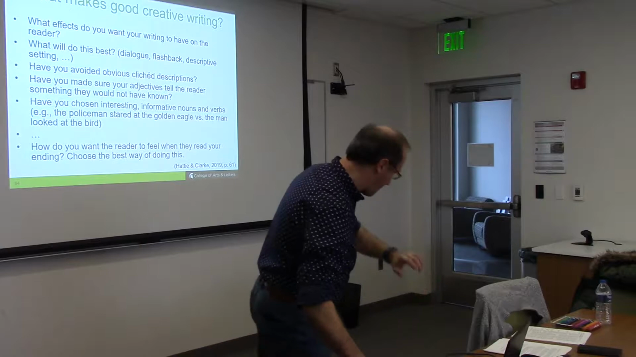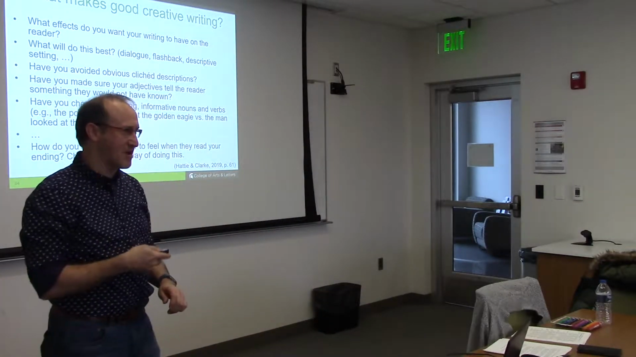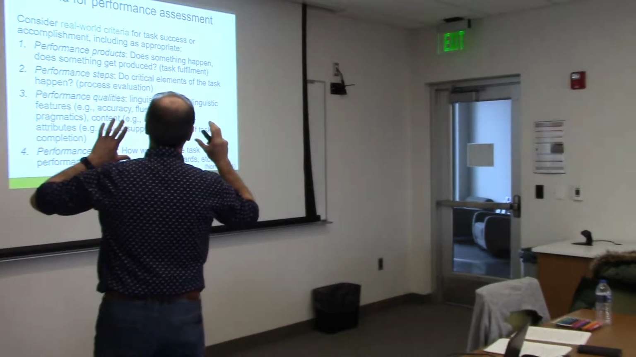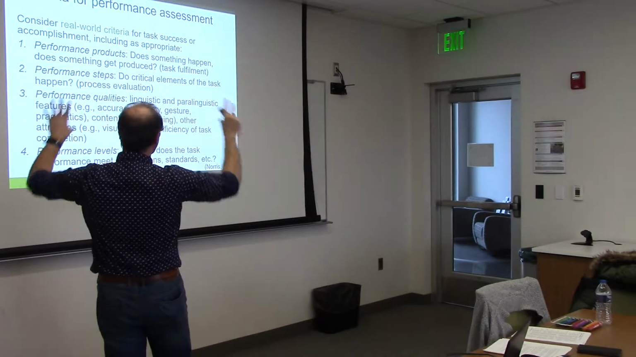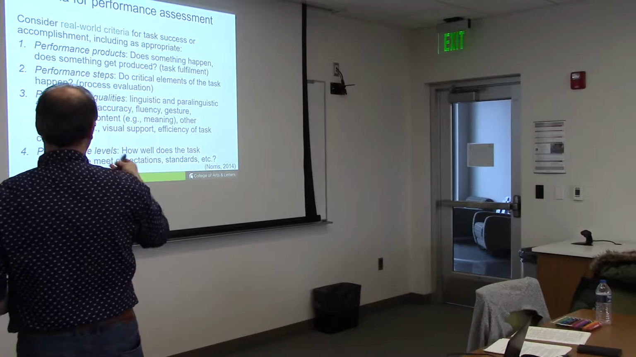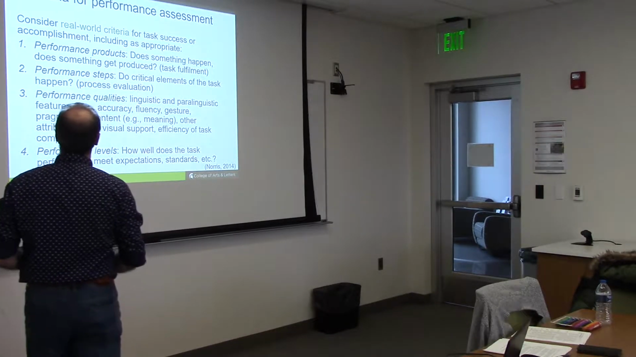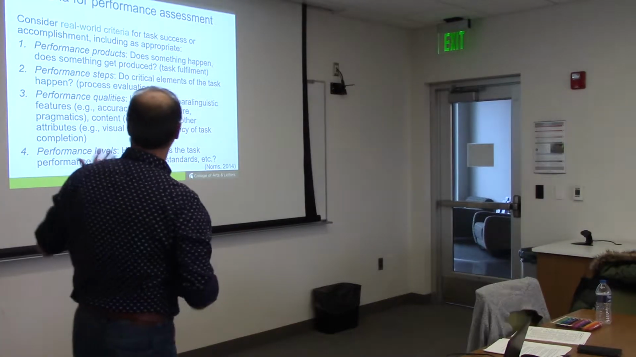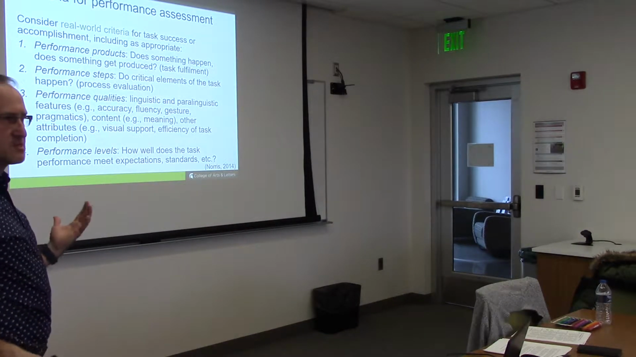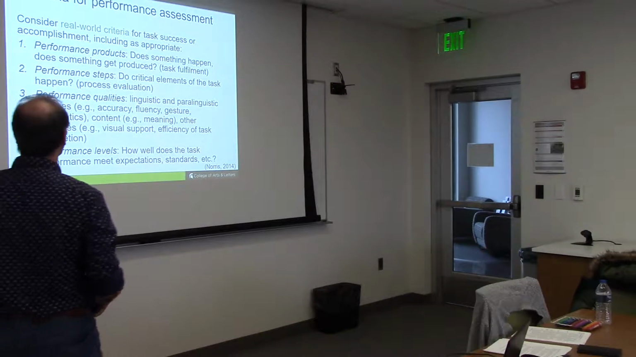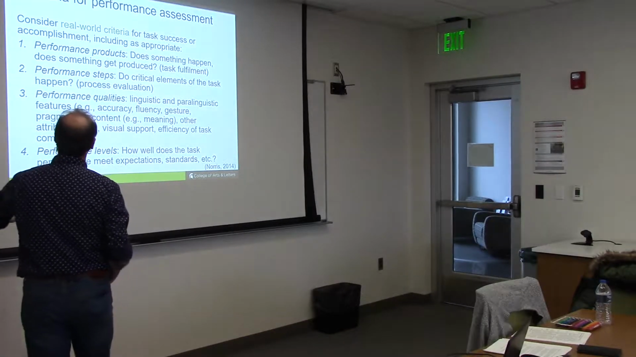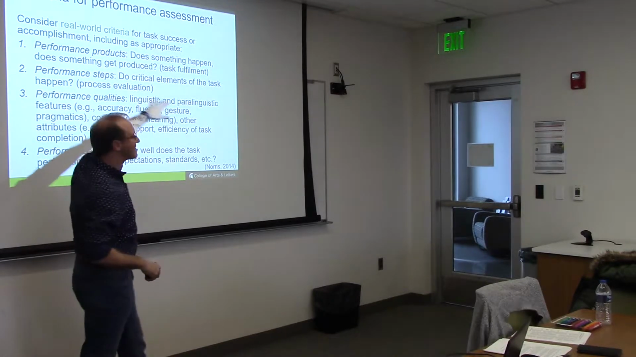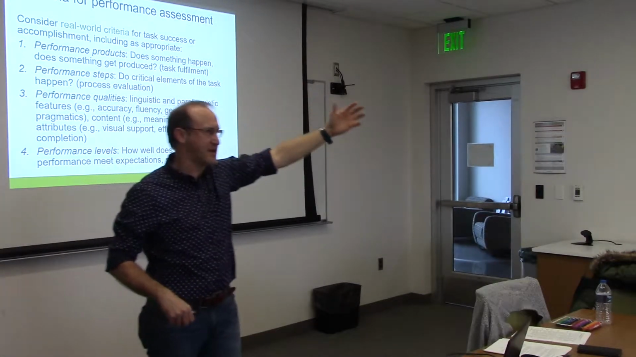Okay, I see the time ticking away and I don't want to deprive you of any lunchtime. So basically to sum up these two sections, I'm going back to John Norris. Thinking about performance assessment, he says, just think about a number of categories. Consider real-world criteria. And he says, on the one hand, think about performance products. Does something happen? Does something get produced? The whole task fulfillment idea.